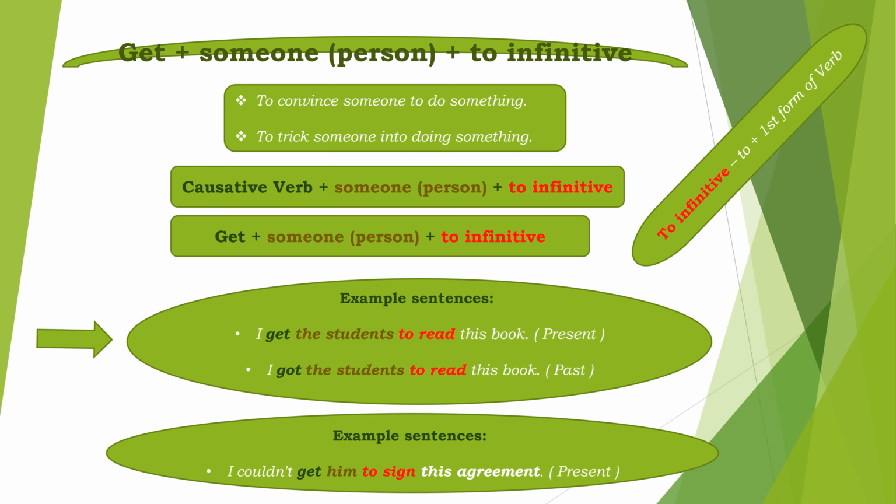Let's even have a look at another example in a different box. I couldn't get him to sign this agreement. It's in the present form. This sentence goes according to the first definition, where you are convincing somebody to sign the agreement. So get him to sign. Remember, get is the causative verb where you use to infinitive. All the other three take base verb. That means first form of verb.